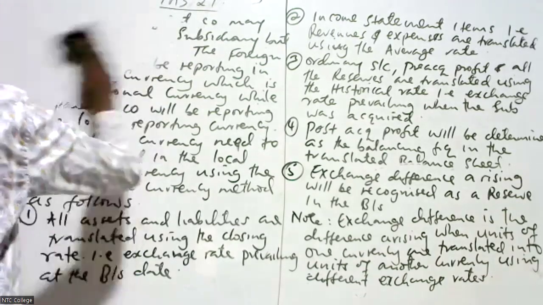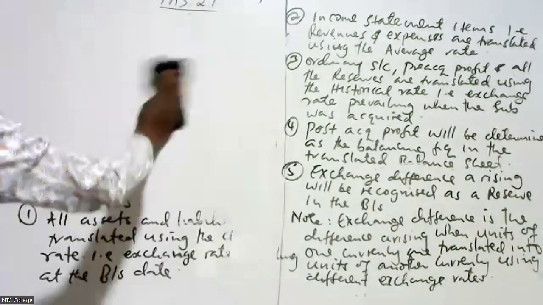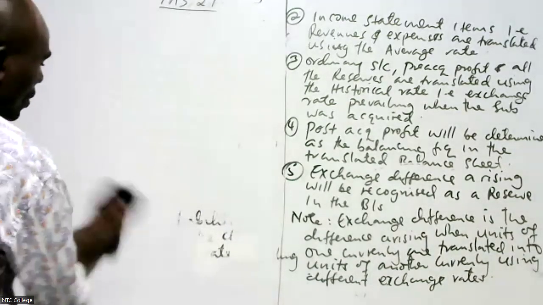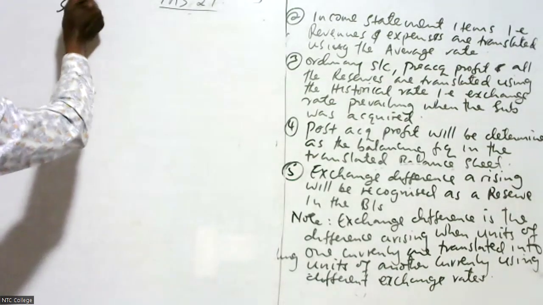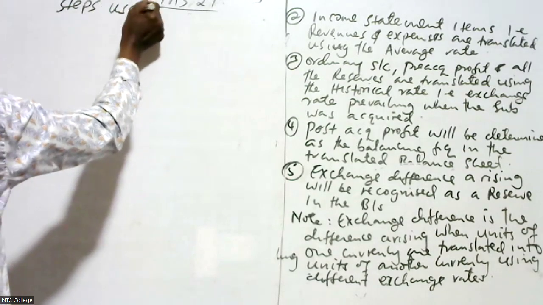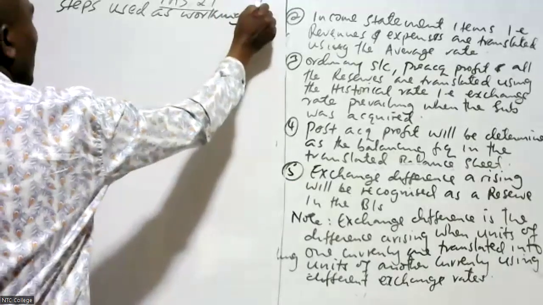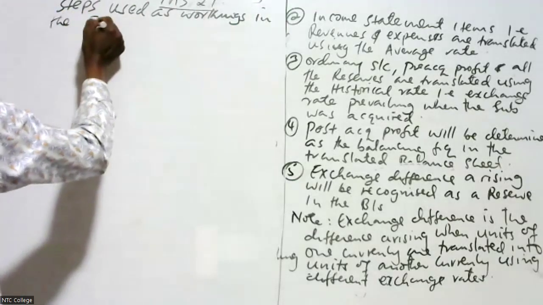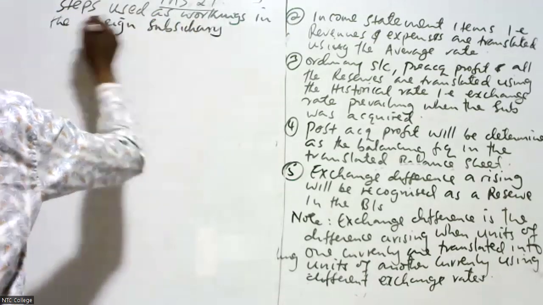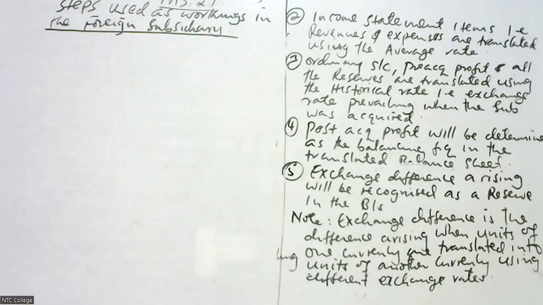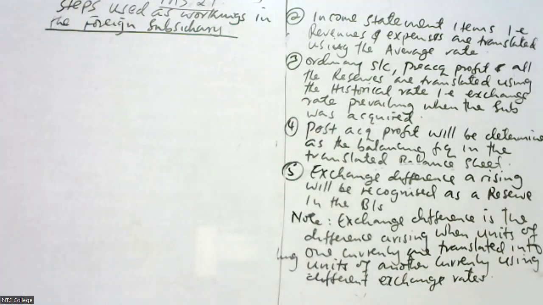Now, let's look at the steps used as workings in our foreign subsidiary. Before we look at our question, let's look at the steps used as workings in a foreign subsidiary. If I want to do the foreign subsidiary, where will I start? Those are the steps used as workings in the foreign subsidiary.